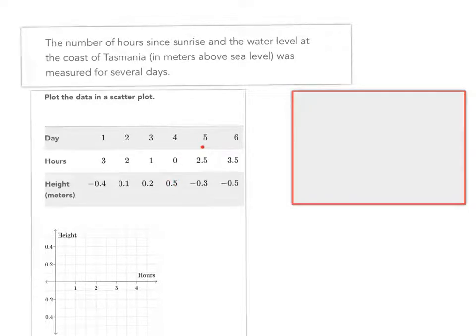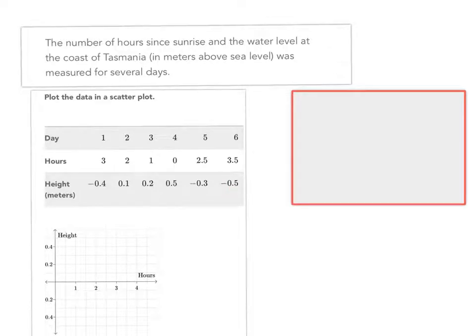At day five, the water level was measured 2.5 hours after sunrise, and the water level was negative 0.3 meters above sea level. Well, what does that mean? It means it was below sea level. Negative 0.3 means the water level was 0.3 meters below sea level. And on day six, the water level was measured 3.5 hours after sunrise, and the water level at that time was negative 0.5, which again means it was 0.5 meters below sea level.